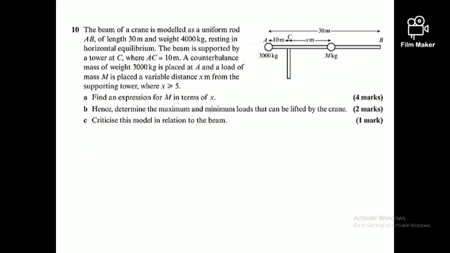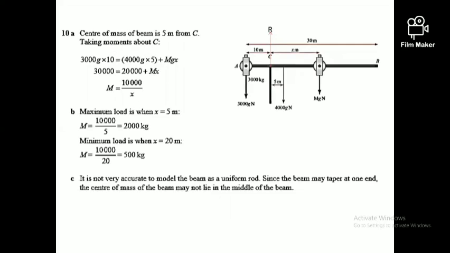Criticize this model in relation to the beam. So what you can say here is that it's not a very accurate model, the model as a uniform rod. Since the beam may taper at one end, the center of mass of the beam may not lie in the middle of the beam. Obviously, we know that if you make an arm for a crane, it is not a uniform rod. Slight weight variations are there. That is the main problem we come across when we make this assumption, right?